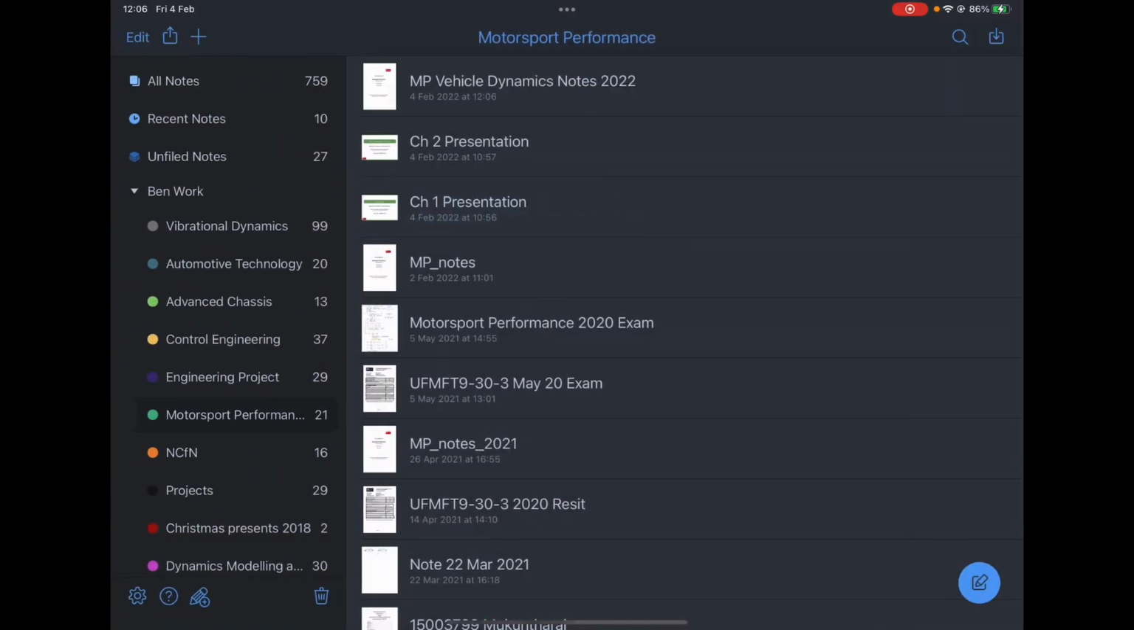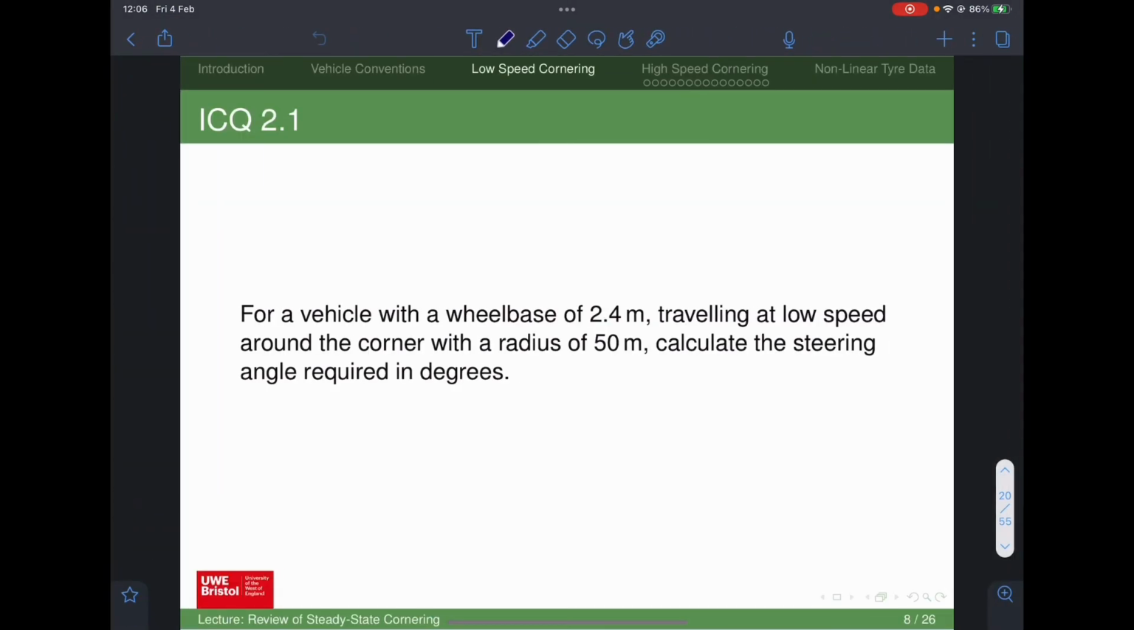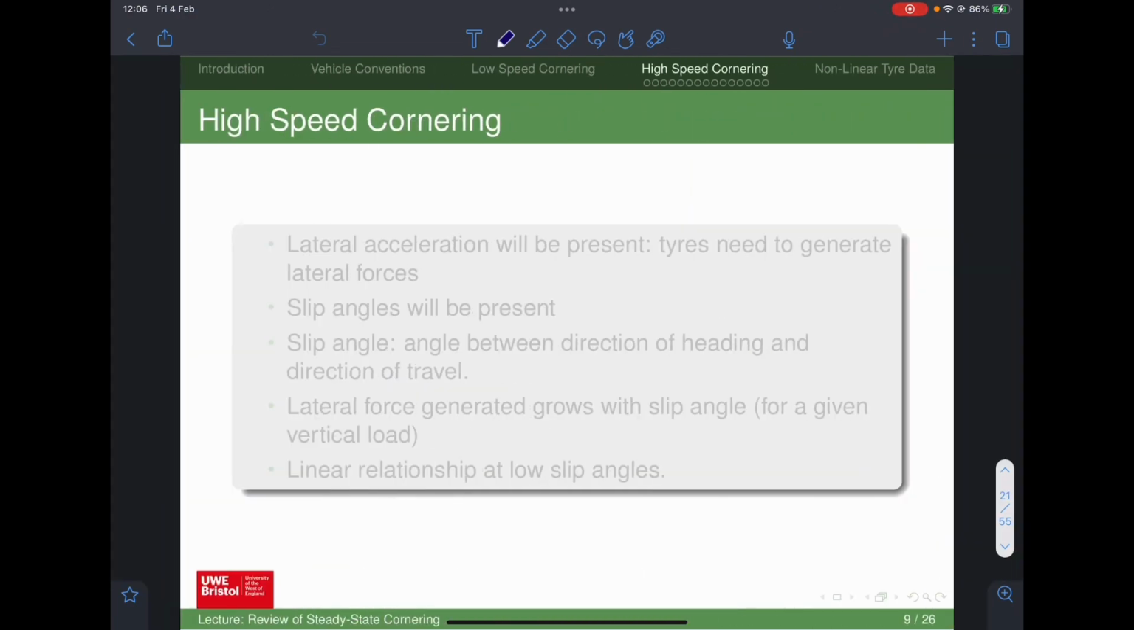Okay, let's go back to the presentation. So vehicle wheelbase 2.4 metres, we've worked it out: 2.75 degrees. Now high speed cornering, like I said, is a bit different.